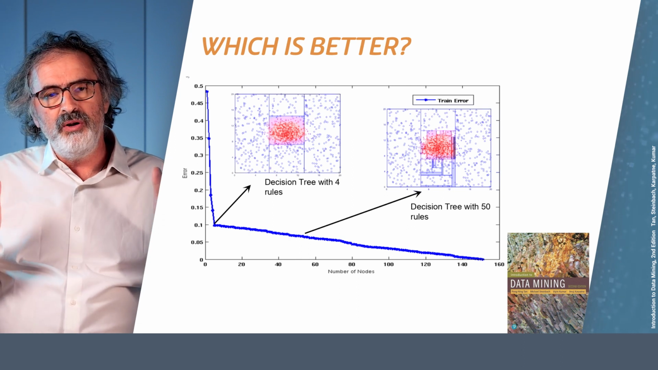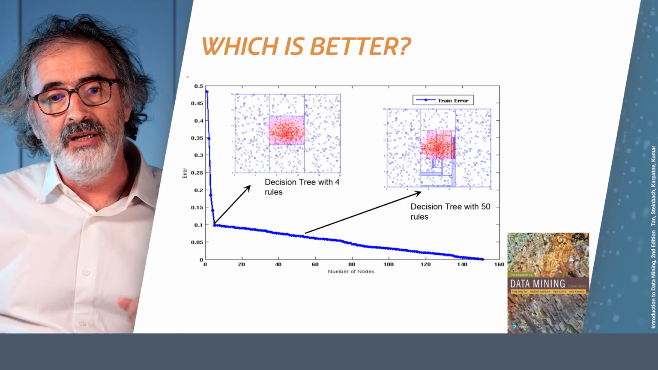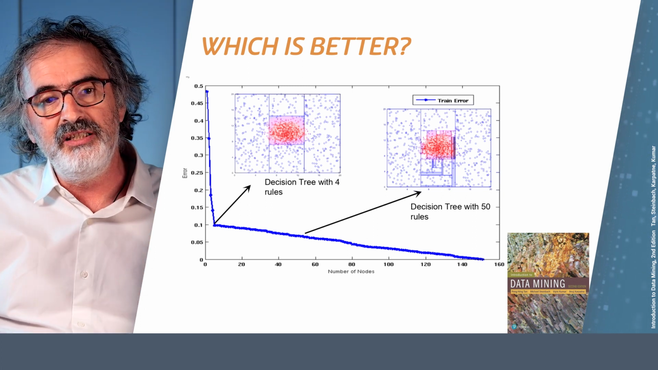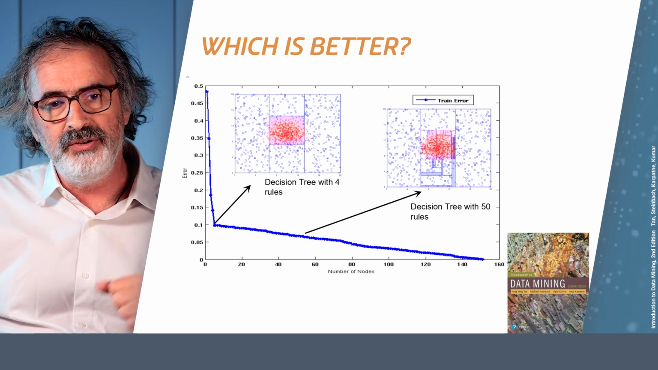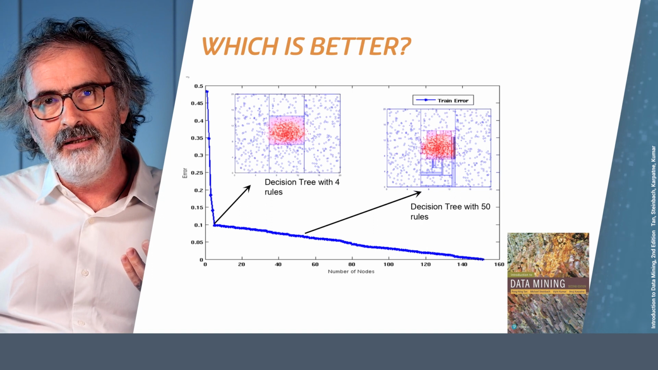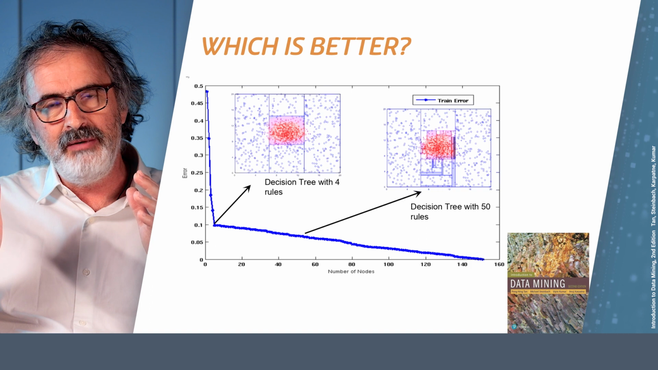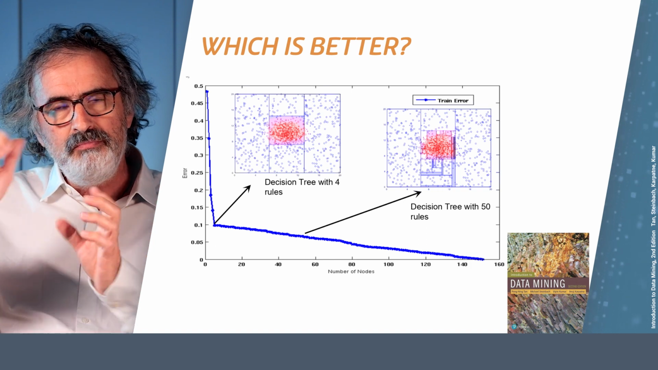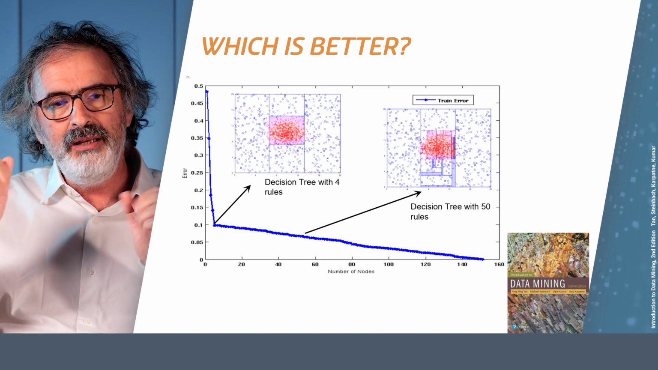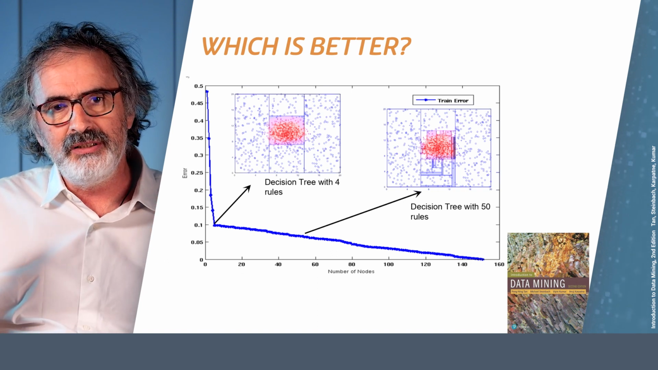So of course, if you want to have a box, you've got four sides defining a box, which is why we are calling this a decision tree with four rules. So to the right, you can see a much more complex pattern. To try and better fit the blue points and separate them from the red points, we have entered a number of boxes. We've done 50 rules to define the boxes.